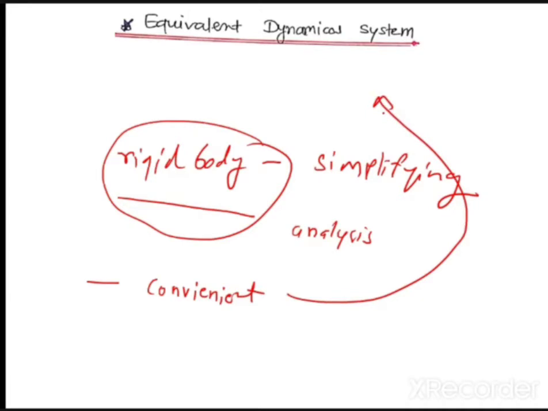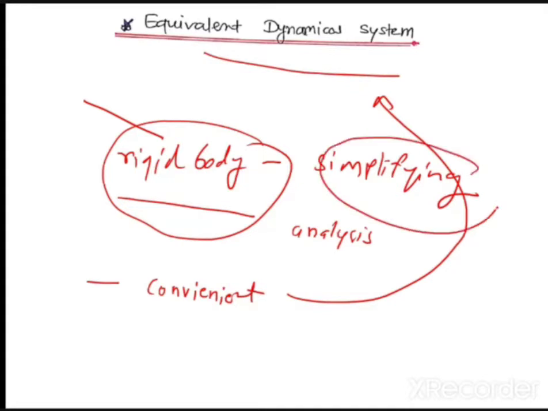See, I am repeating my statement. Many times it is convenient to represent a rigid body. This is a rigid body. So you have to represent this rigid body of any given mechanism by a dynamically equivalent system. Okay, why? Because it will simplify your analysis. I hope you understand this.